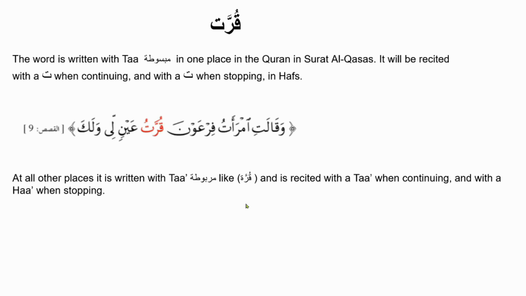The next word is qurrah, and it is written in the Quran in one place with ta mabsuta, which is in Surah Al-Qasas, ayah number 9. And upon continuation, we will say qurratu aynin. And upon stopping on this word, we will say qurrat. And other than this particular ayah, the word is written with ta marbuta like this. And upon stopping, we will recite it as qurrah. And upon continuation, we will follow the vowel of ta marbuta.